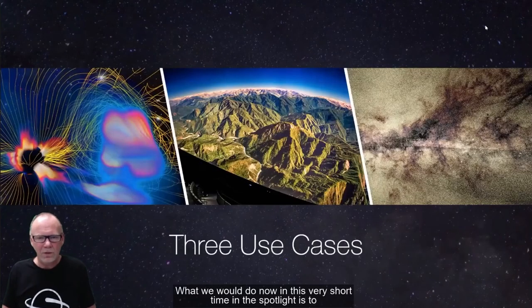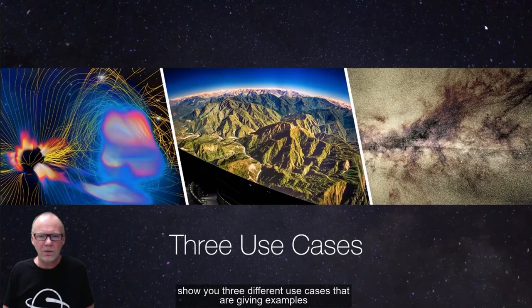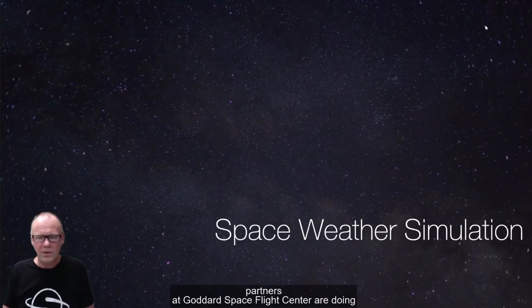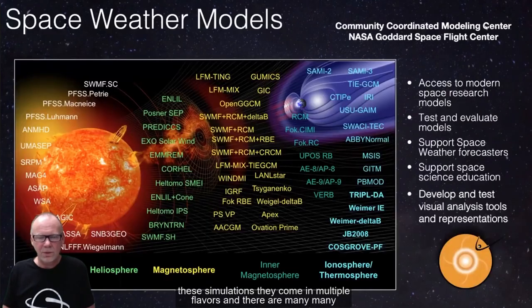What we will do now in this very short time in the spotlight is to show you three different use cases that are giving examples of the power of what OpenSpace can accomplish. The first one we look at is space weather simulation. And of course, our partners at Goddard Space Flight Center are doing simulation work on space weather and space plasma. Now, these simulations come in multiple flavors. And there are many, many different models that are being run. And we will be looking at data from one of them momentarily.